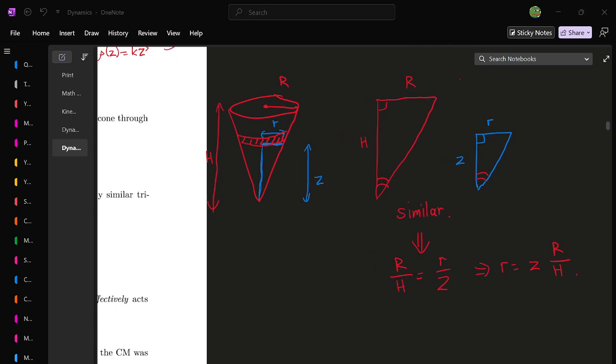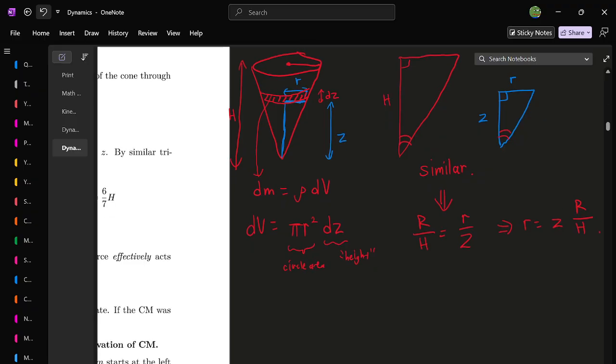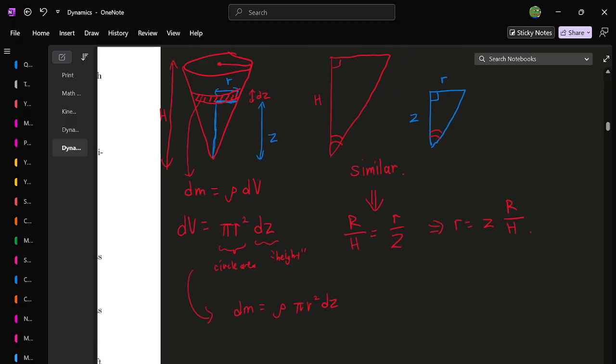So your dm is an infinitesimal mass here. It's just equal to rho dV, because that's how mass density and volume are related. Now, what is your dV? You have a slice of a disk here, so your dV is going to be this, where this is your circle area and this is your height, your dz. So plugging this in, dm equals rho pi r squared dz. We know that r is this, so let's return it back here. And we also know that rho is kz cubed, so let's return it there as well.